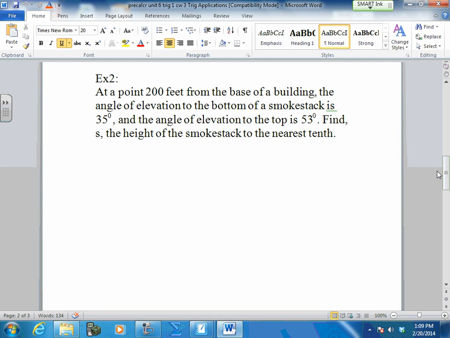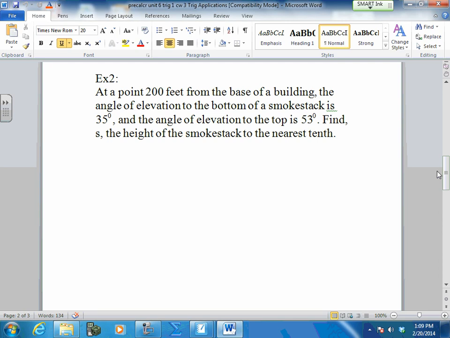Okay. Here's the tough one. But this one's easy though. This is not involving your non-right triangle. We're only going to use right triangles in this one. You have a point 200 feet from the base of a building. The angle of elevation to the bottom of the smokestack is 35 degrees, and the angle of elevation to the top of that smokestack is 53 degrees. Find S, the height of the smokestack.